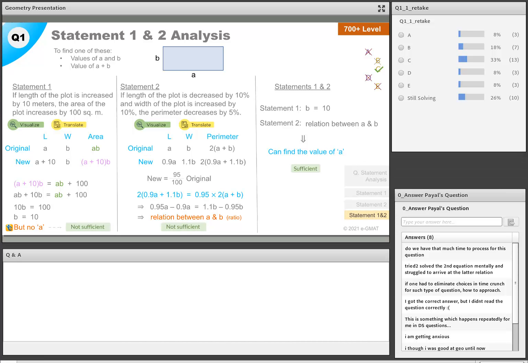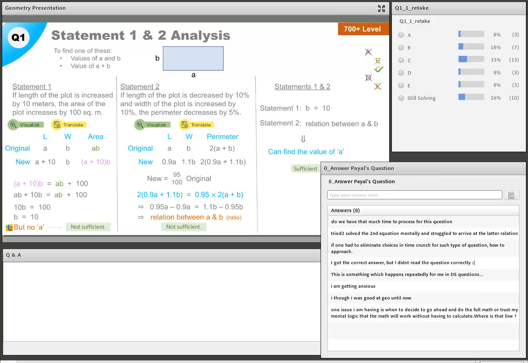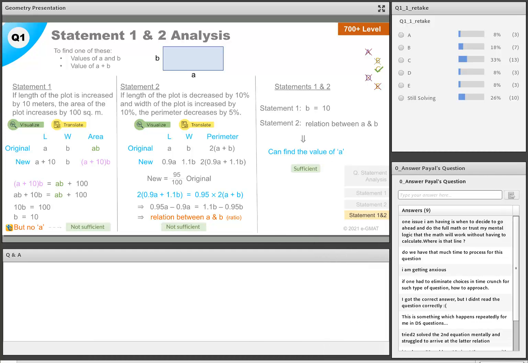Now, there was one other comment about a student saying that he seconds this comment, but I don't see that anymore. I think that got overwritten. I know this is something which happens repeatedly for me in DS questions, so I can't really elaborate on that. So try to solve the second equation mentally and struggle to arrive at the latter relation. And again, don't do it mentally. Do certain things mentally. As I said, 1.21 square root of that is 1.1. Do that mentally. But all of this processing, you need to write this down properly.